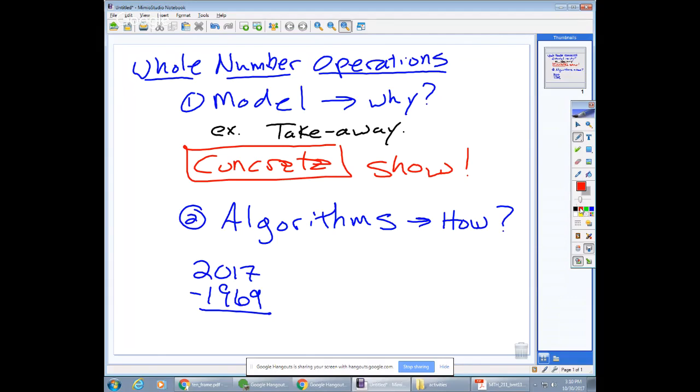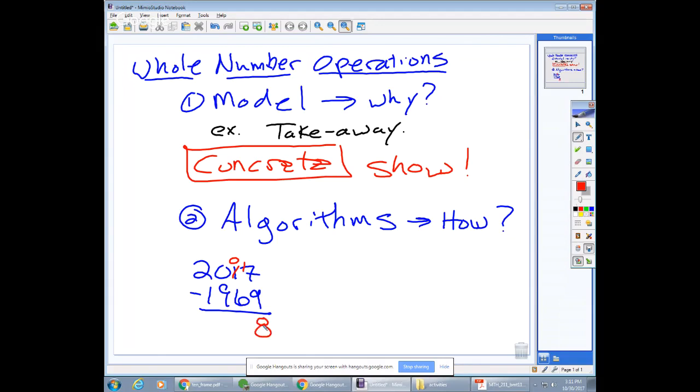So 7 minus 9, we would all agree that's a problem, right? I can't take 9 from 7, there's not enough. So what do I do? I borrow, right? I go over to that 10 right there, and I steal it, and I bring it over here, so now I have 17 ones. And in class, we use the blocks to demonstrate why we're allowed to do that. So now I can go 17 minus 9 is 8.